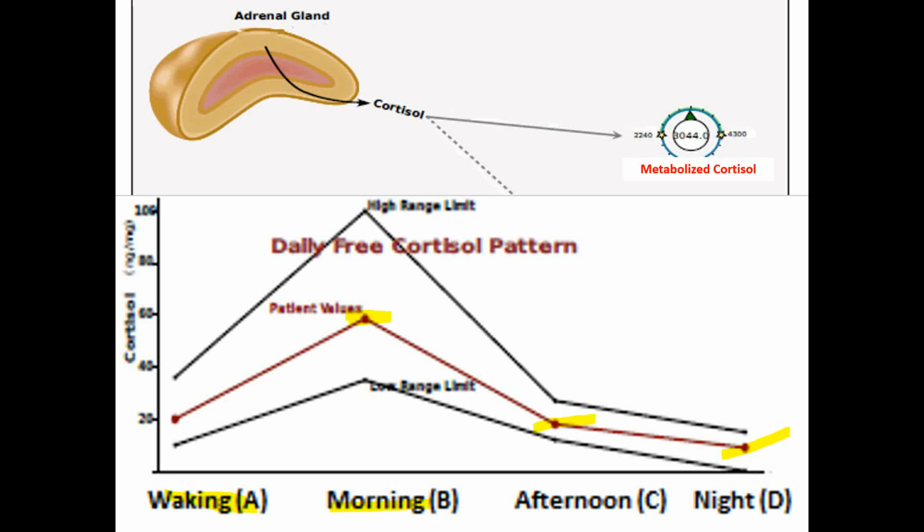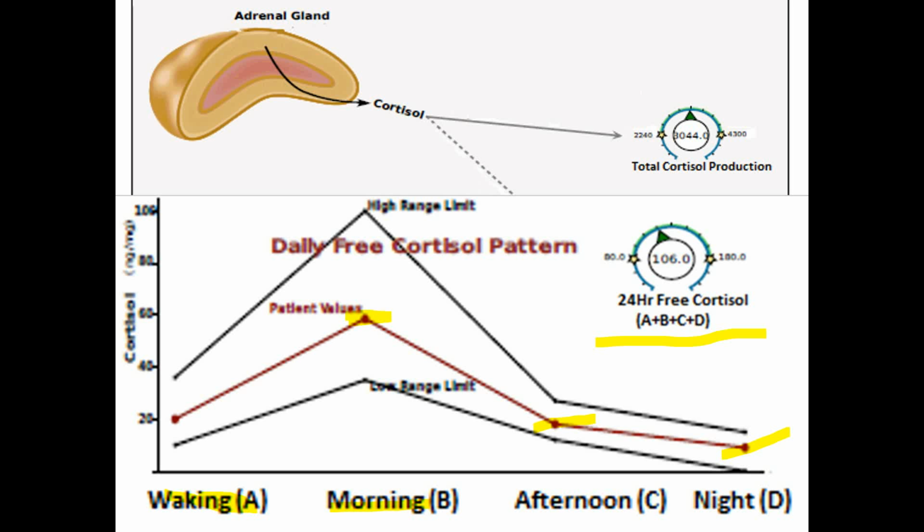We're measuring the individual points, and then we add those up to give this marker here. So that's a calculated value that gives you an idea of the total of free cortisol throughout the day. And that's important because it tells you what cortisol is circulating and able to get into the cells and do what cortisol does. What it is not is a marker for total output of cortisol by the adrenal gland. For that, we've got a better marker, and that is metabolized cortisol. So the metabolites of cortisol really tell us better the total cortisol production.